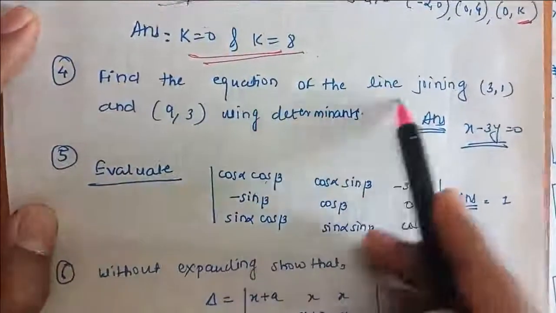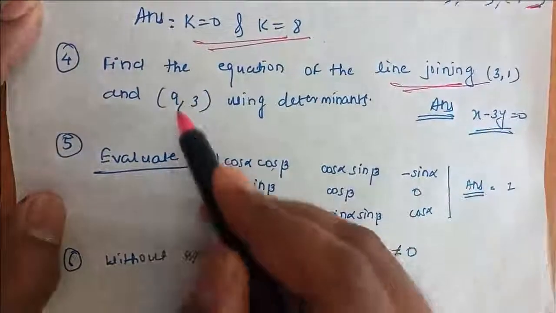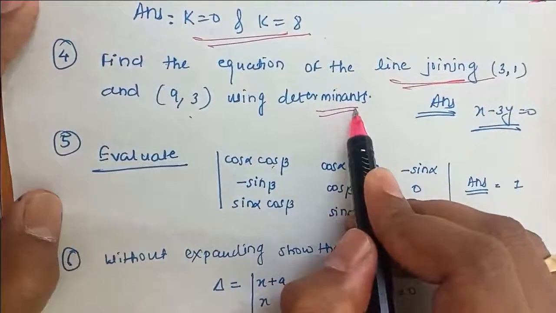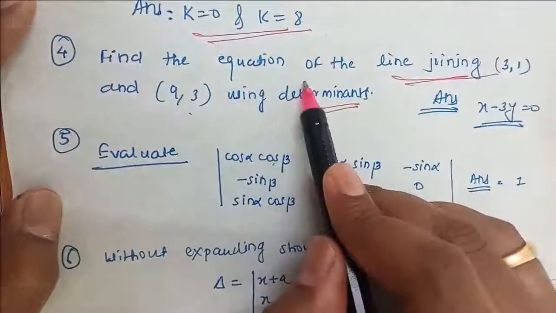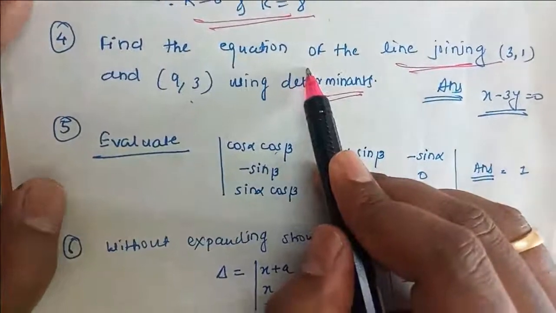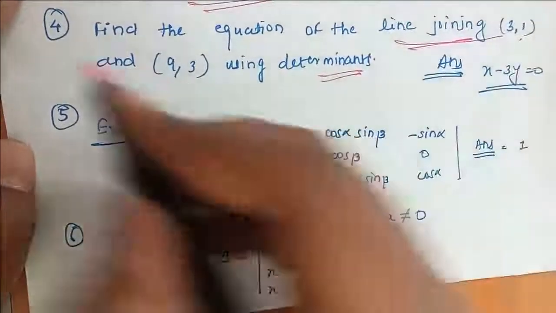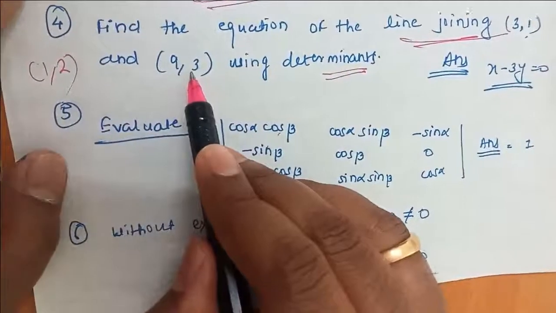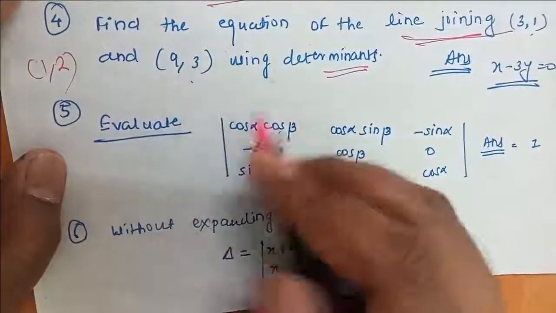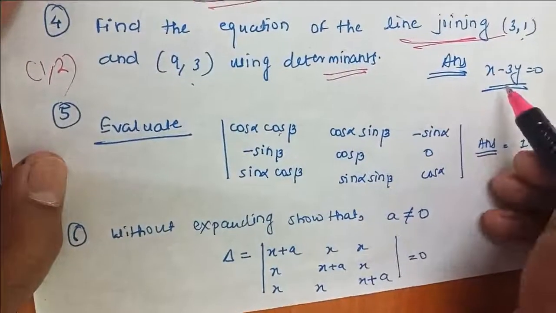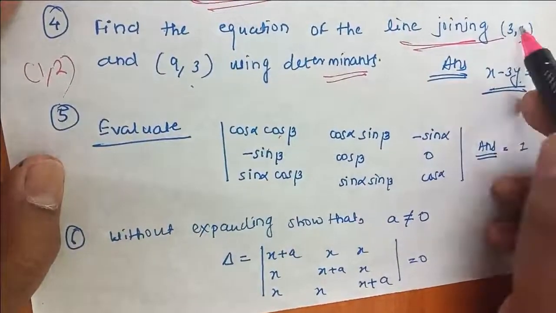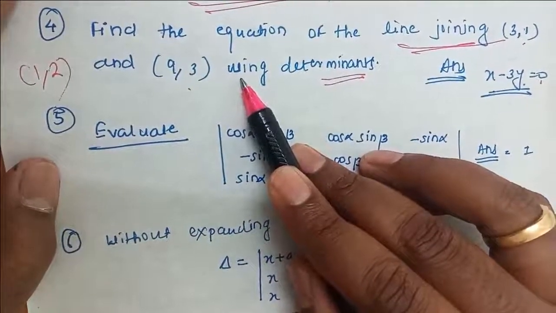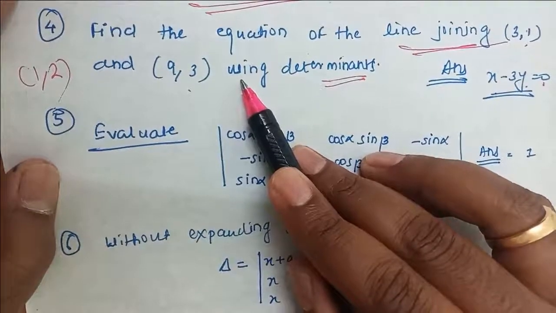Next problem: find the equation of the line joining (3, 1) and (9, 3) using determinants. So again we have to solve this by the area of triangle. The points are (3, 1), the third point is not given, this is (1, 2), and the other point is (9, 3). We have to find the equation of the line, that is x minus 3y is equal to 0. Since they have given the 3 points, definitely we have to use the area of triangle formula. We have to expand it.